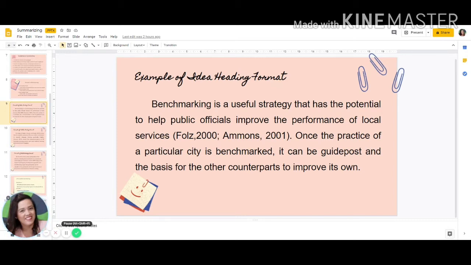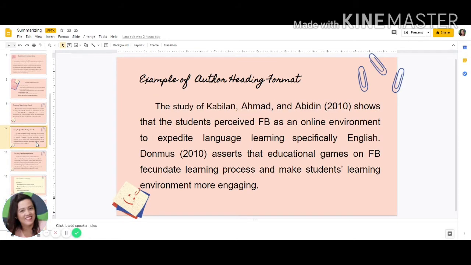So, in this example, we can see that the idea was written first before writing the citation. And that is what idea heading format means. It means that we should write first the idea before the citation. So the idea here is about benchmarking, and of course the citation is Falls 2000 and Ammons 2001. Let's proceed to the example of author heading format.